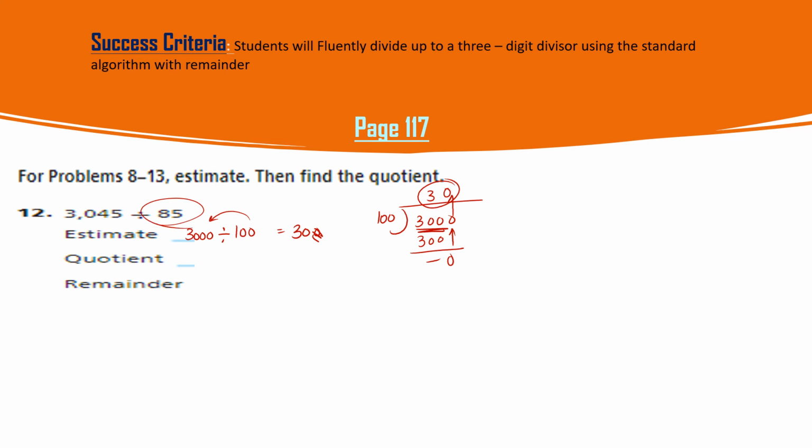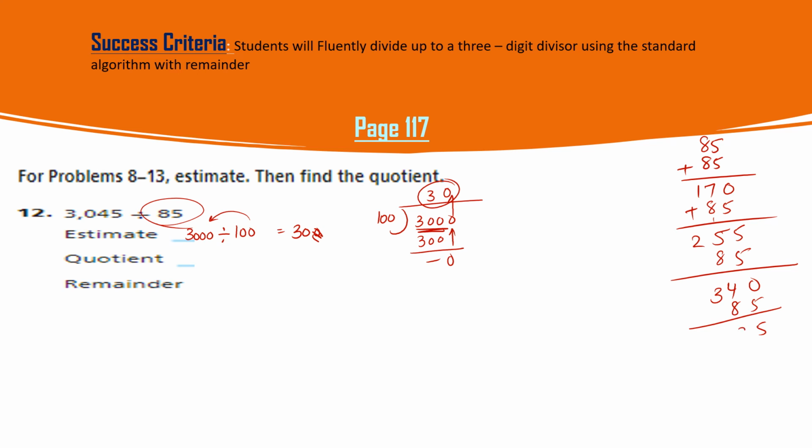Now let's do the direct one by writing the 85 times table. I just keep adding the 85 to my answer to get a pretty close answer. 85, 170, 255, 340, 425, 510, 595, and so on. Okay, let's try this one.